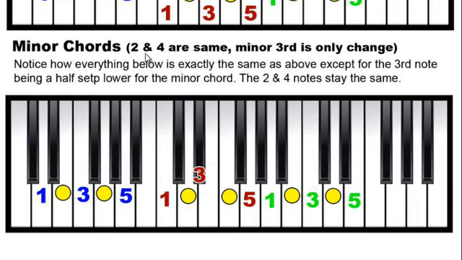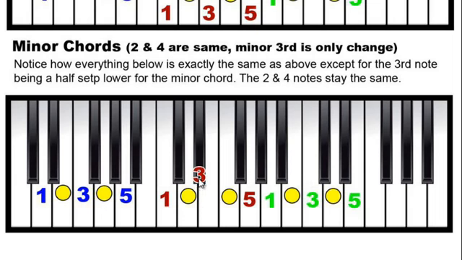You can play the 2 and the 4 sometimes, and even though the 3rd note is a half step down, because that's the difference between a major and a minor chord, the 2nd note is still a whole step from the 1, and the 4th note is still a whole step from the 5. So you're playing a minor chord, same thing.